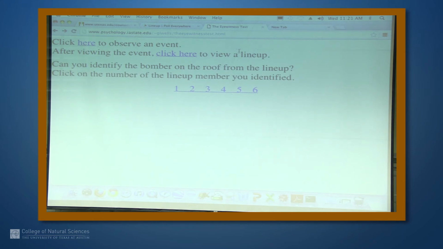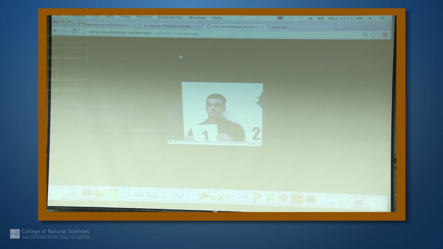Now, instructions are important. One of the cautions that's supposed to be given before every lineup is that you should be aware that the person you saw in the event may not be present in the lineup. So you have to decide that, and then if you think they're there, who is it? You get to view the lineup multiple times.